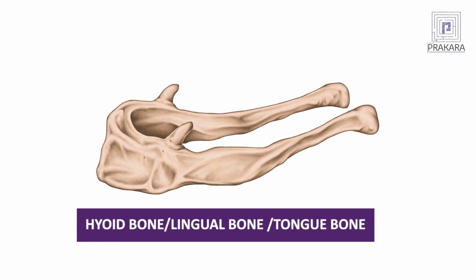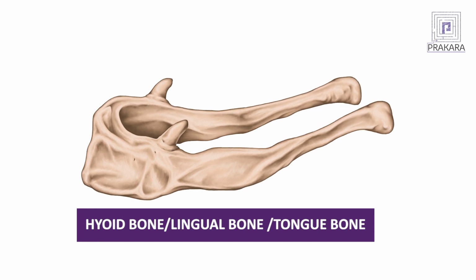The hyoid bone is also known as the lingual bone or the tongue bone. It is a horseshoe-shaped bone which lies in the front of the neck in between the chin and the thyroid cartilage. Let's move on to the vertebral column, that is the bones of the spine.